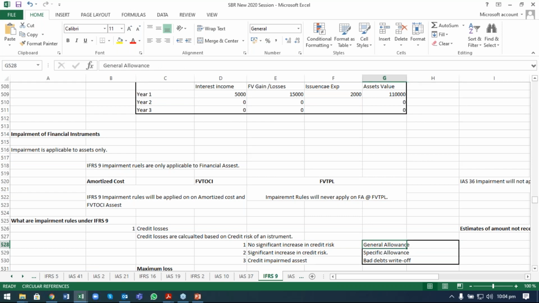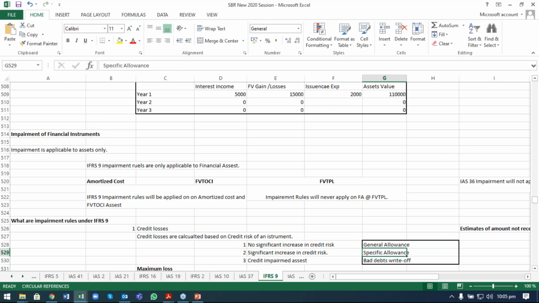You have to create a general allowance, a specific allowance, and a bad debts write-off. There were three conditions. General allowance means you have an expectation that out of all the receivables, you might not be able to receive like 2% of the receivables, irrespective of what customer it is. It could be any customer out of the thousands of customers you have, but 2% of the receivables you're not able to collect every year. That is an estimate. So no significant increase in credit risk is just like a general allowance.